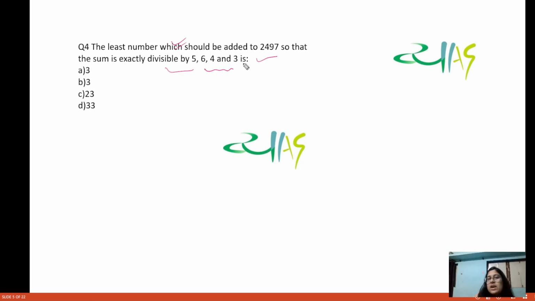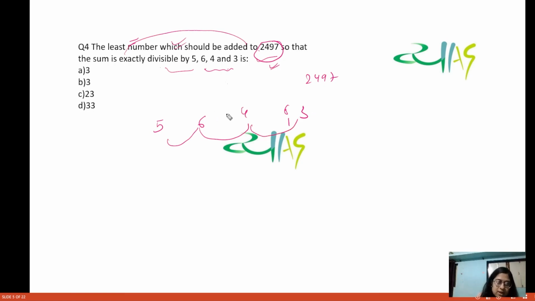by 5, 6, 4 and 3. Okay, the least number which should be added to 2497 so that the sum is exactly divisible by 5, 6, 4 and 3. I already told you how to do these kinds of questions. Let's just see once more so that this concept becomes very clear to you. तो आपको दिया है 5, 6 and 4 and 3. अब आपसे पूछा है the least number जो 2497 में ऐड कर दें ताकि ये 5, 6, 4 and 3 सबसे divisible हो जाए. Okay, so let us find how this can be done.